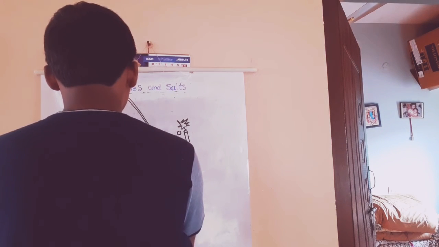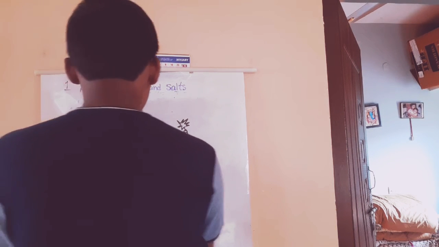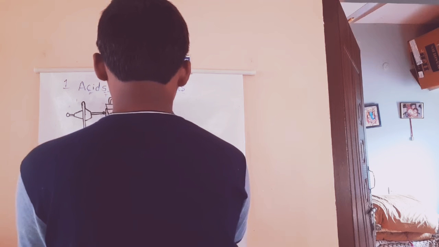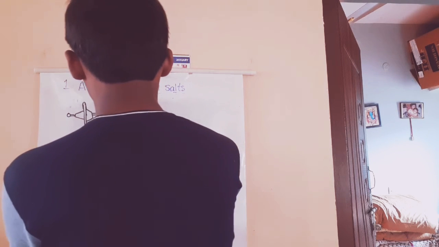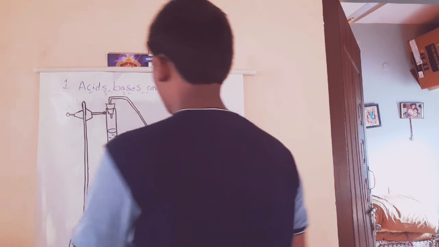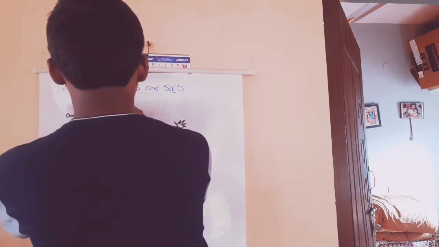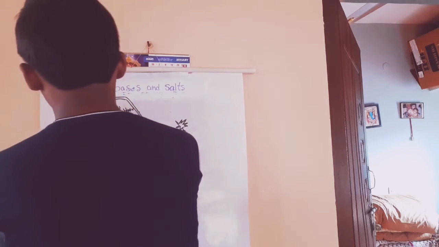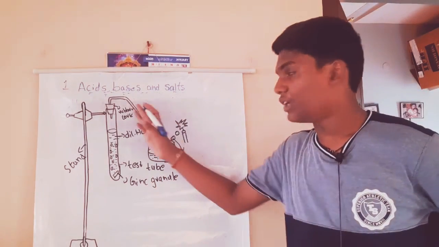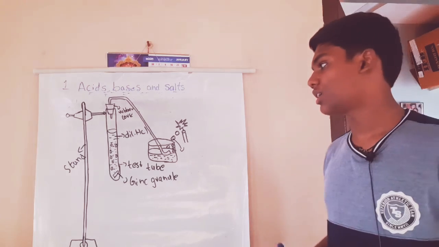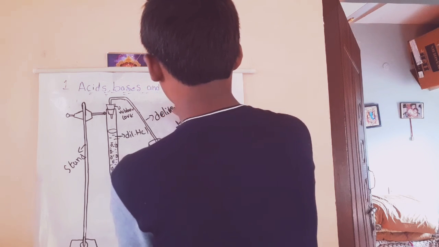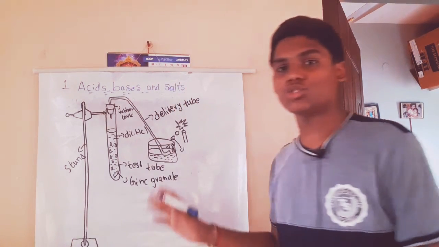This is the test tube. This is the zinc granule. This is the dilute hydrochloric acid and this is the rubber cork. This is the rubber cork and this is the stand. Now after fitting a rubber cork in the mouth of the test tube, take one delivery tube. This is the delivery tube.